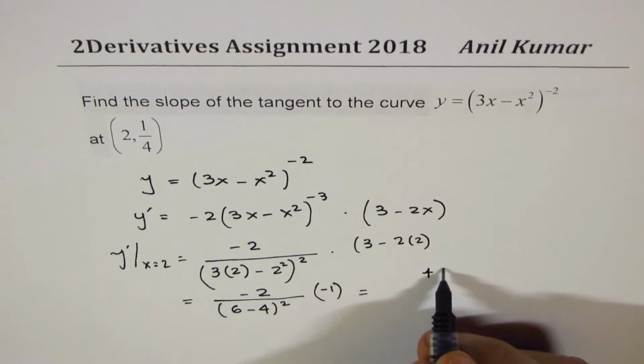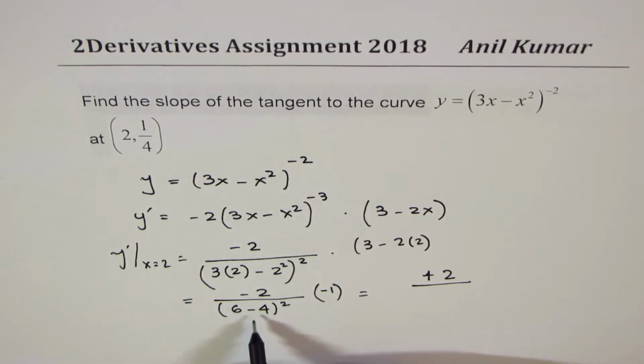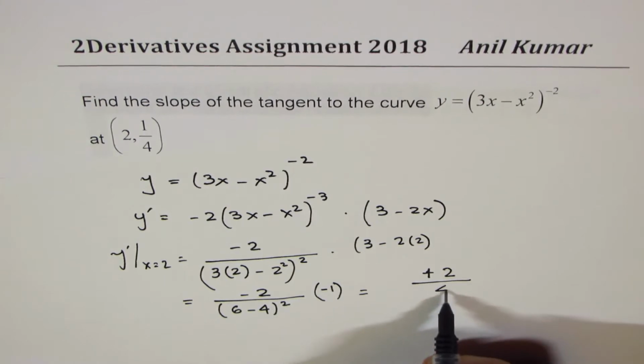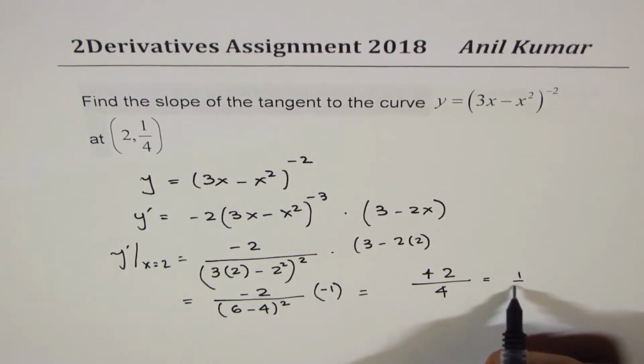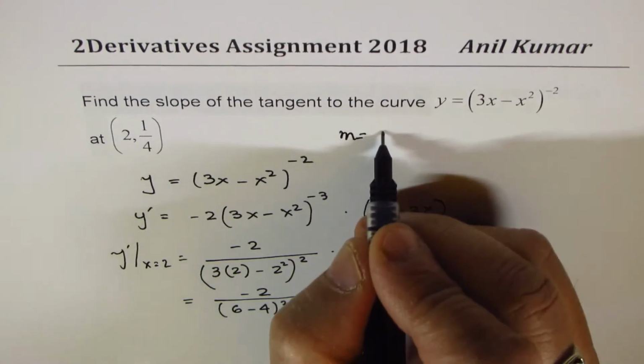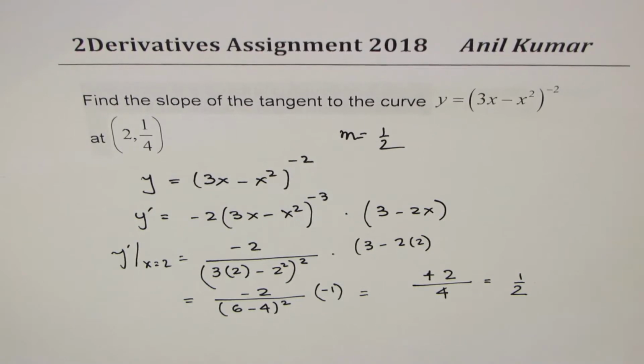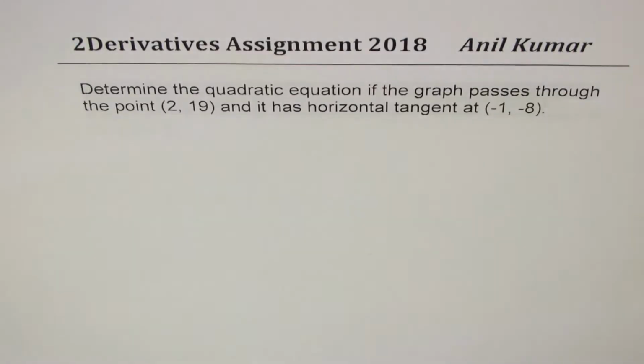So minus 2 times minus 1 is plus 2. Let me write plus 2. And in the denominator, what we have here is 2 cubed, which is 8, and so we get a slope of a quarter. So the slope is equal to a quarter. That is how we can do this question. So let's move on. Now you can actually solve this question and check your answer.